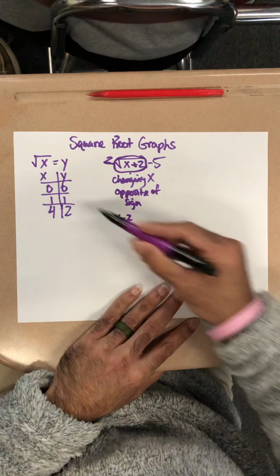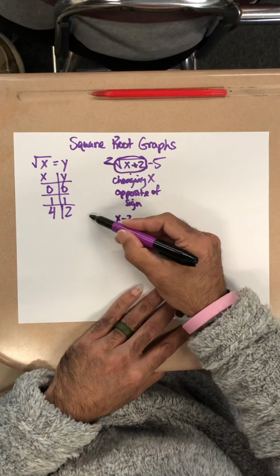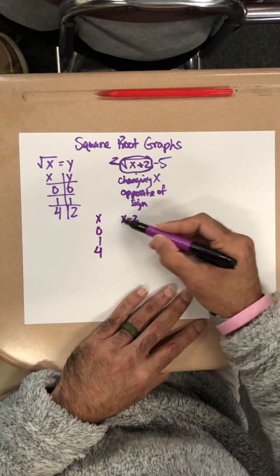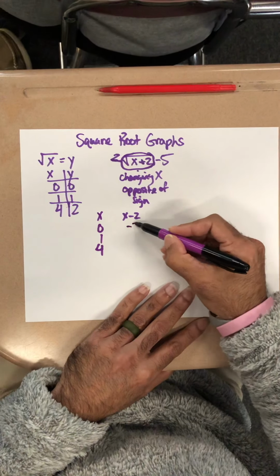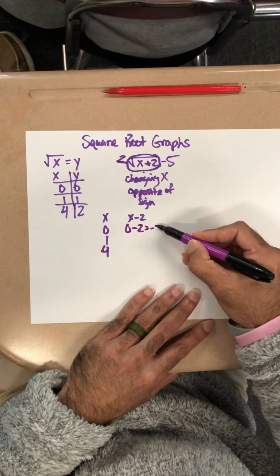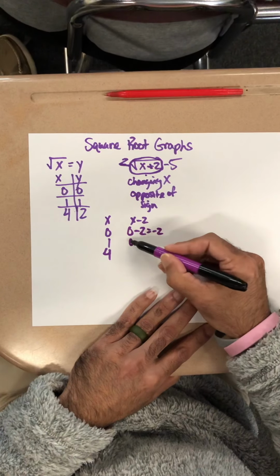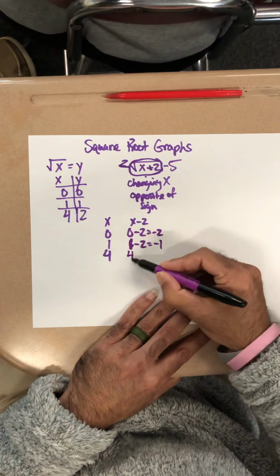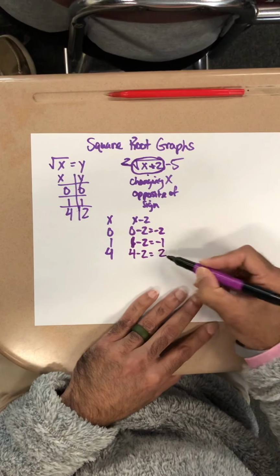So if your previous x's were 0, 1, and 4, now your x's are negative 2, because it's 0 minus 2, which gives you negative 2, 1 minus 2, which gives you negative 1, and 4 minus 2, which gives you 2.